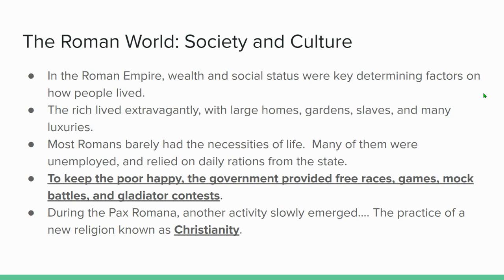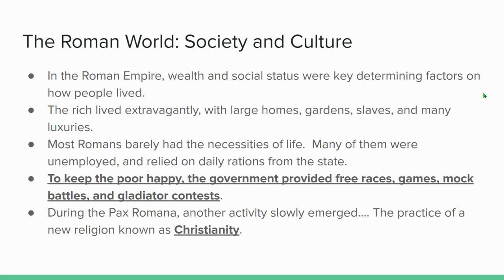Talking about society and culture just a bit more, in the Roman Empire, wealth and social status were key determining factors in how people lived. So the rich lived very extravagantly with large homes, gardens, slaves, and many luxuries. And most Romans, though, the unsuccessful, the poor, barely had the necessities of life. Many of them were unemployed and relied on daily rations from the state, such as bread and certain other types of food to keep them going.